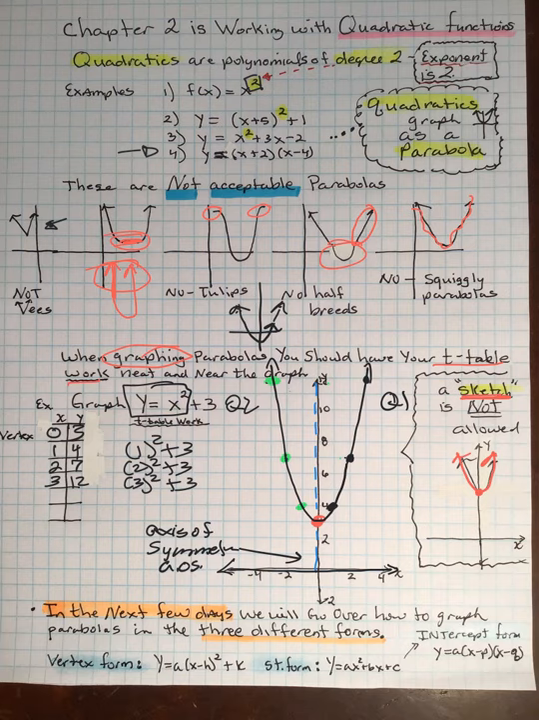So in the next few days, we will be going over graphing parabolas in 3 different forms. We're going to look at graphing in vertex form, graphing in standard form, and graphing in intercept form. And that's what the next few days are going to be about. So this is the SOPs, the basics of the do's and don'ts of graphing parabolas.